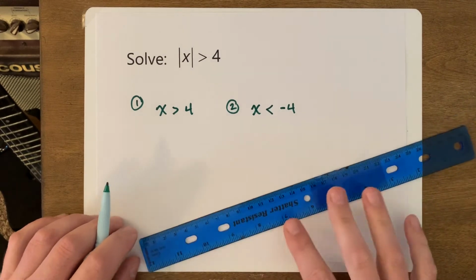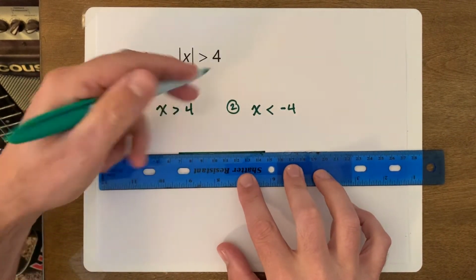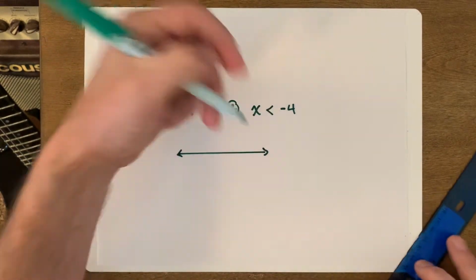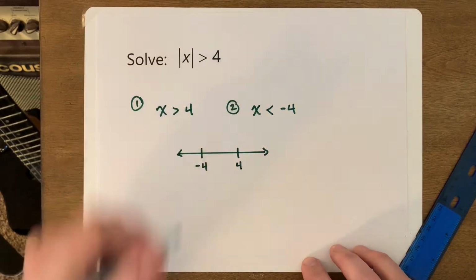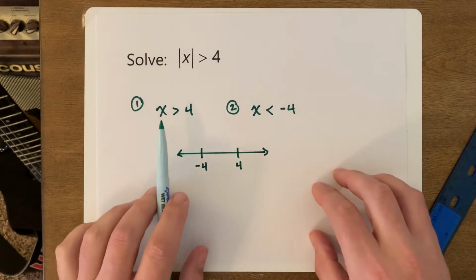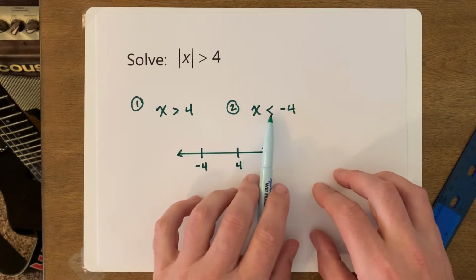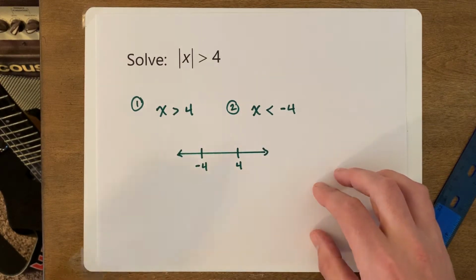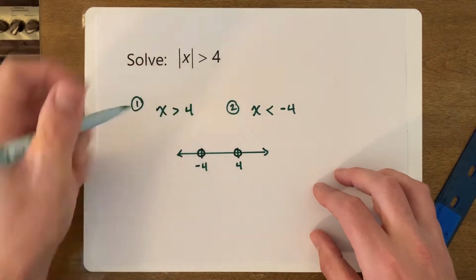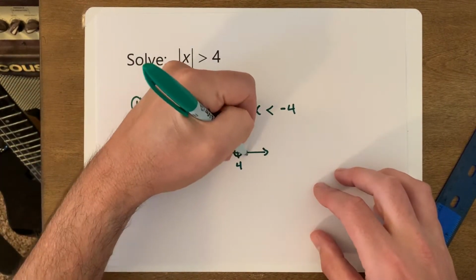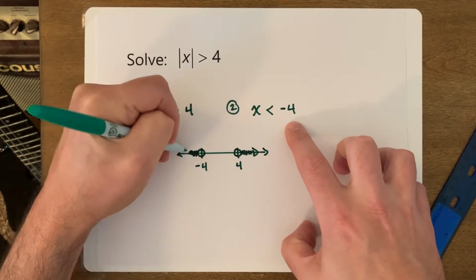All right, so let's see what the graph of that's going to look like. So the graph has to have those two numbers on it. We'll put -4 over here. We'll put +4 over there. And we have all numbers bigger than 4, strictly bigger than 4, and all numbers strictly less than -4. So these are going to be open circles. We want all numbers bigger than 4 and all numbers less than -4.